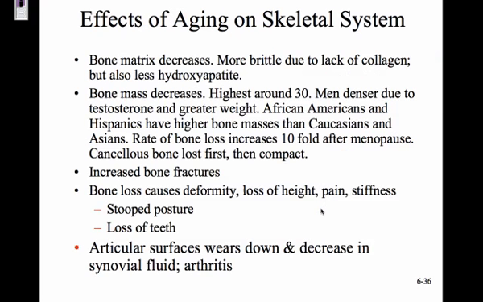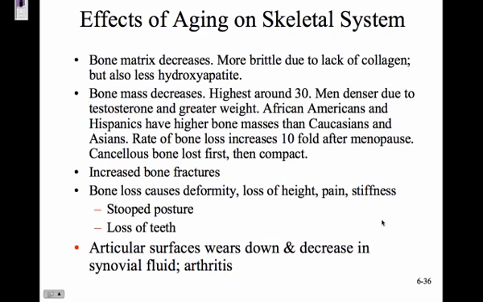And last thing, effects of aging. As you age, bone matrix decreases, and so there's less collagen, which acted like the rebar in your bone to give it strength. So it's more brittle, which is why there's an increased tendency of bone fractures, because your bones get more brittle. The bone mass itself will decrease, which is what osteoporosis is, where you get porous bones.